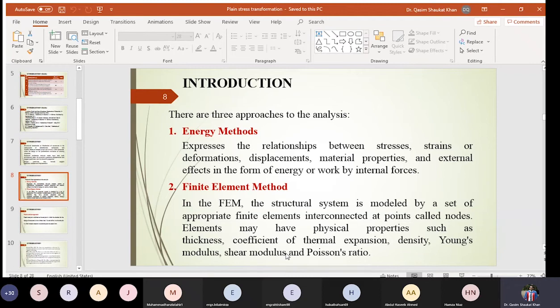Then you have the strains. Strain is the change in deformation over the original length. So strain is basically a ratio: the ratio of change in deformation to the original length of the material. Material properties, modulus of elasticity and Poisson's ratio, these are the two main material properties. So we will develop the relationships over here as well.